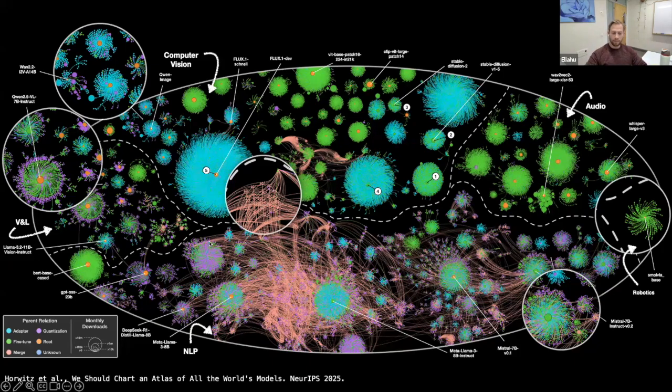And the node size encodes the number of monthly downloads. And we can see we have very popular models. Some of them have over 10 million monthly downloads. And these models are taken from Hugging Face.